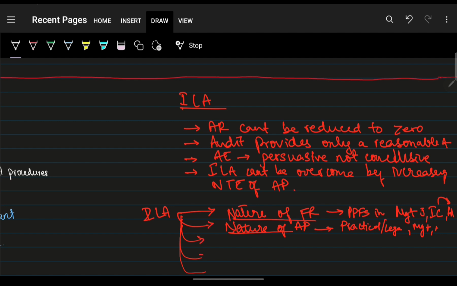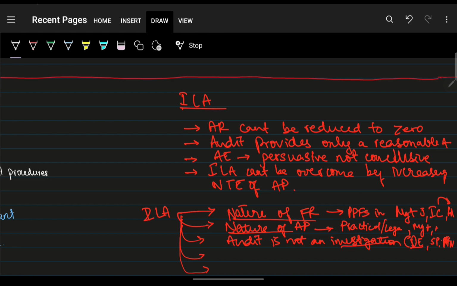Next, third one was that audit is not an investigation, right? It is not an investigation, meaning it is not a detailed examination. Rather, investigation is a detailed examination. There is a specific purpose, and the objective is very narrow, focused and narrow, right?